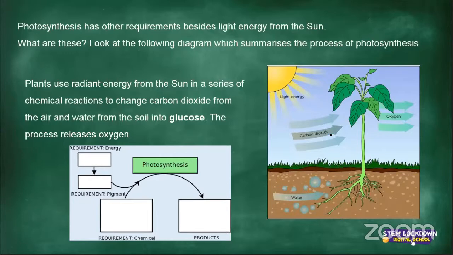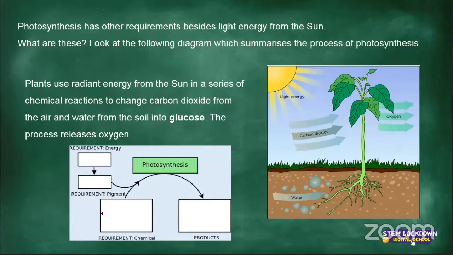So it reacts with your carbon dioxide and the water from the soil, and it goes into the roots of the plant, and it goes up, and the plants grow, and it gives off oxygen. So we say plants use radiant energy from the sun in a series of chemical reactions to change carbon dioxide from the air. So it absorbs the carbon dioxide and water from the soil into glucose. So it makes glucose. On these green leaves, you get glucose, and it also releases oxygen.